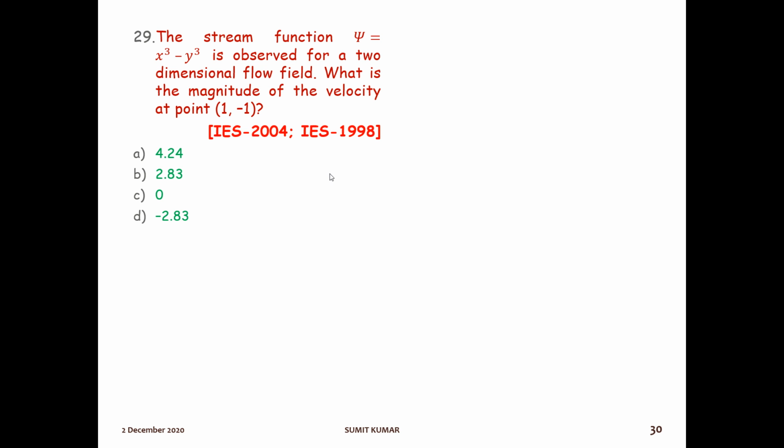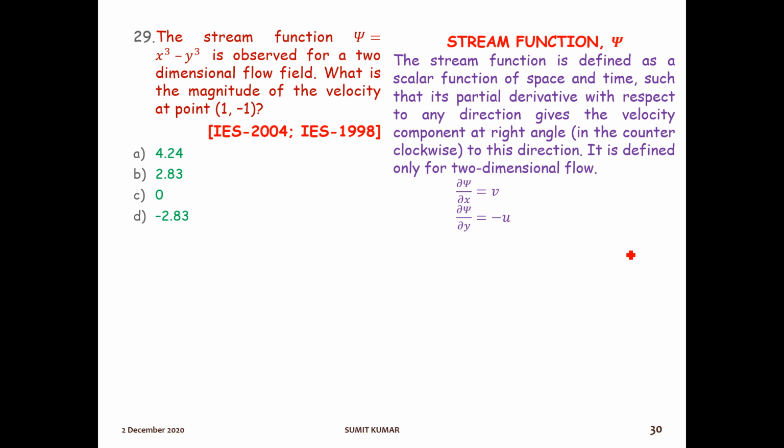The next question is, the stream function psi is given for two dimensions. What is the magnitude of the velocity at point 1, minus 1? So first of all, compute u and v. How to compute u and v when psi is given? By using this equation, u is equal to minus del psi by del y. From here we can see this will be minus, because this minus will become here minus 3y square, so it will be 3y square. And for point minus 1, it becomes 3 into minus 1 whole square, which means 3 only.